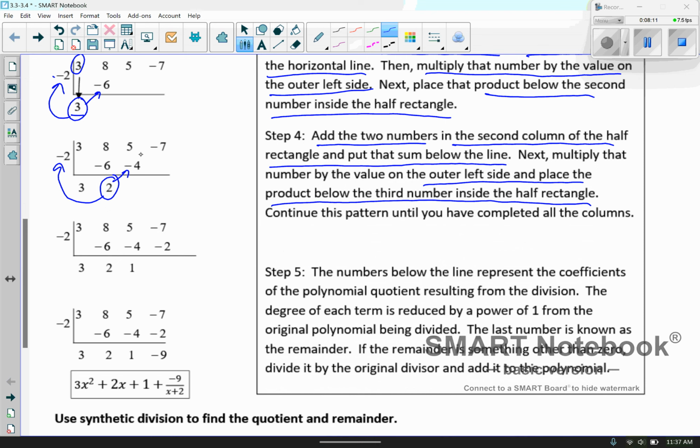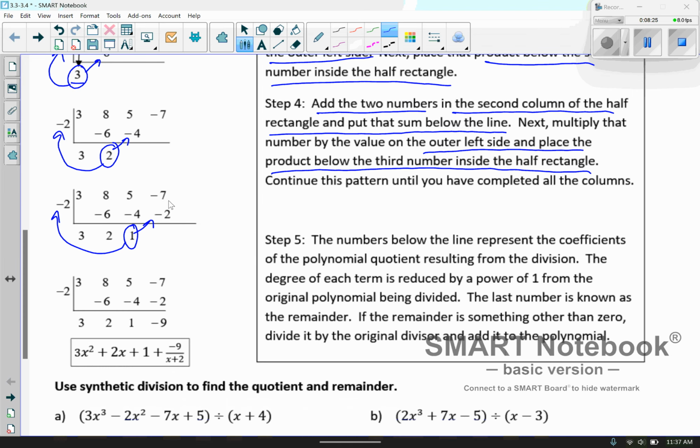We're going to have 5 plus -4, which would give us a 1. Then you're going to do 1 times -2, which is -2. So that's going to go right there into my last column, my fourth column. And then I add those numbers together, and that gives me a -9 right there.